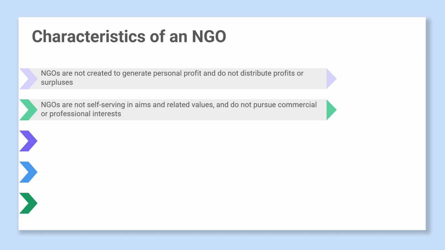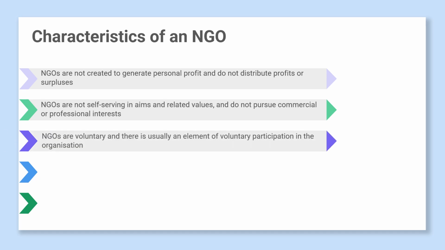Their aim is to act in the public arena at large, on concerns and issues related to people's well-being, specific groups of people, or society as a whole. They are not pursuing the commercial or professional interests of their members. NGOs are voluntary. This means that they are formed voluntarily and that there is usually an element of voluntary participation in the organization.